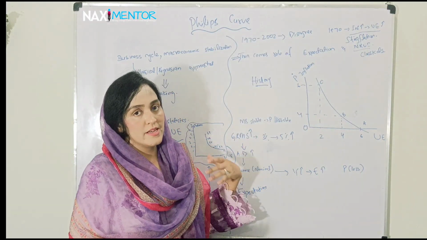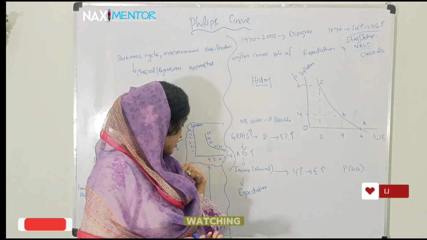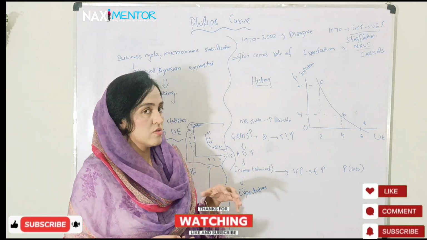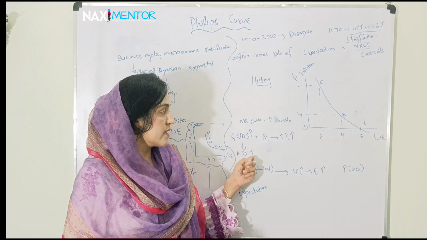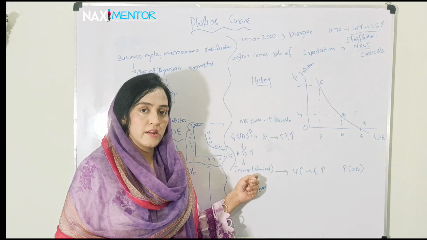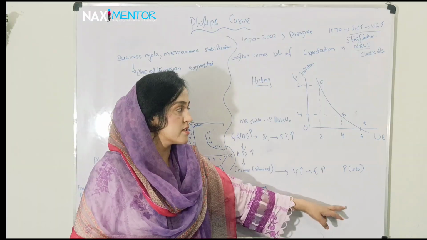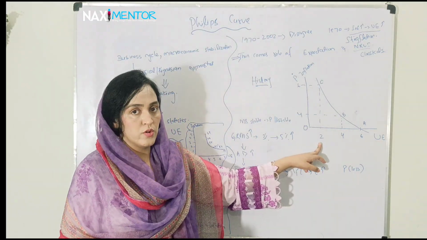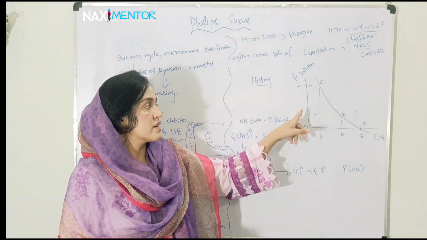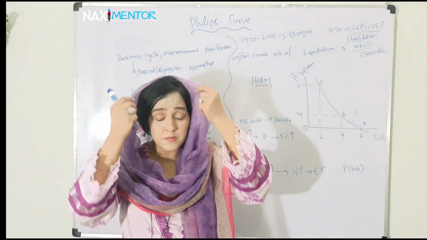The growth rate of money supply increases further. Let's suppose from 5 to 7% or 5 to 10%. Aggregate demand will increase, nominal income will increase, output will increase, employment will increase, unemployment will reduce from 4 to 2%, and inflation will increase from 4 to 6%.